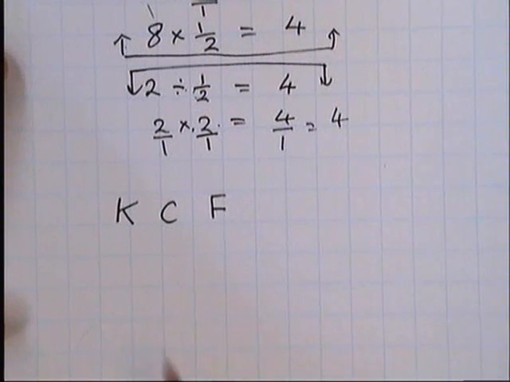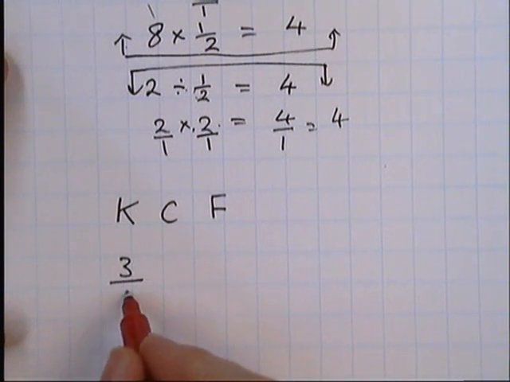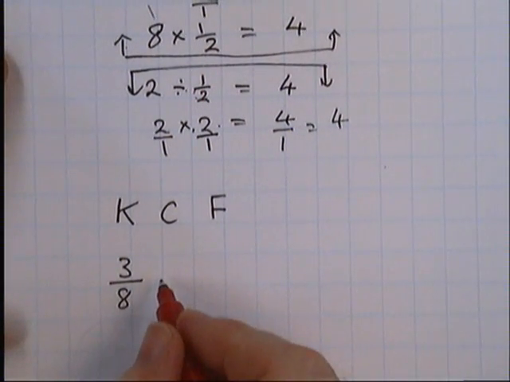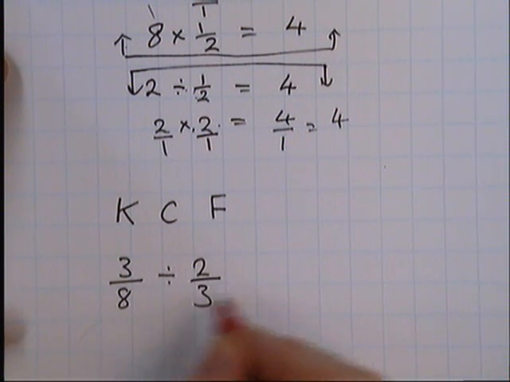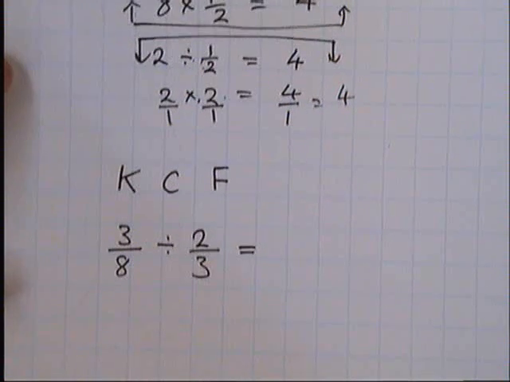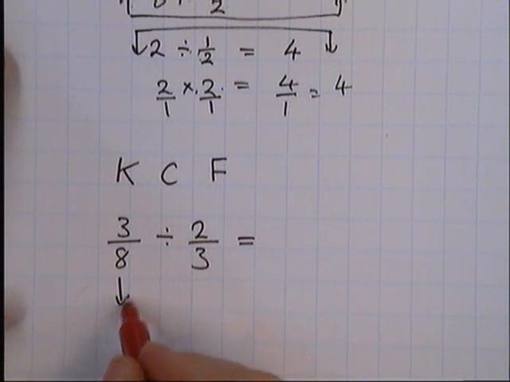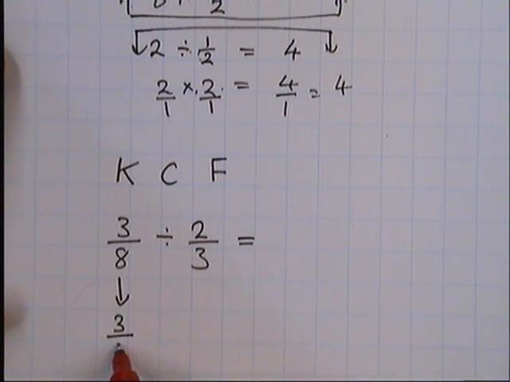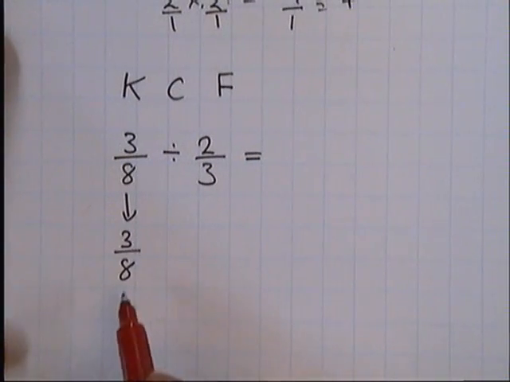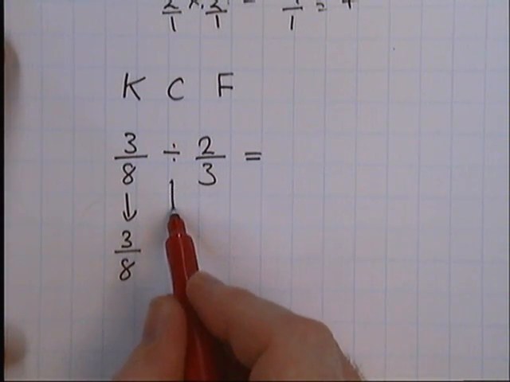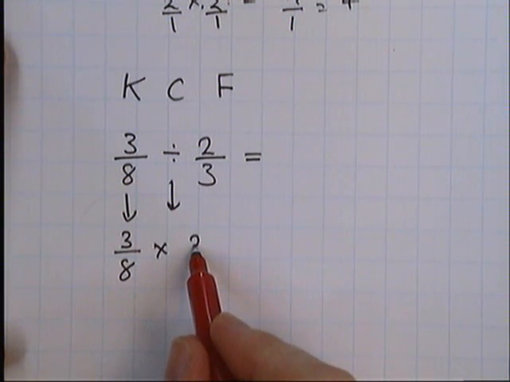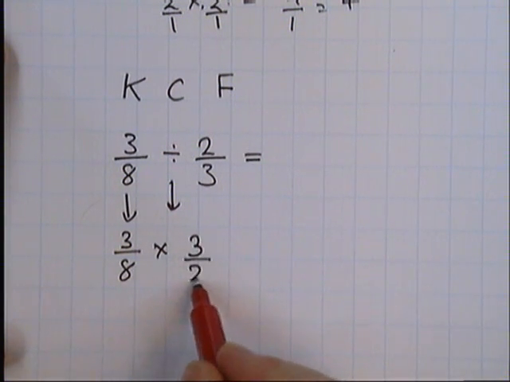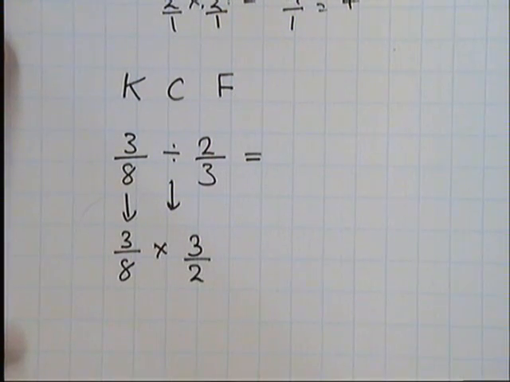So 3/8 divided by 2/3. So let's do the keep. Keep the first one, change the division to a multiply, and flip the 2 over 3. 2 over 3 becomes 3 over 2. We flipped it upside down. And now we finish off the calculation.